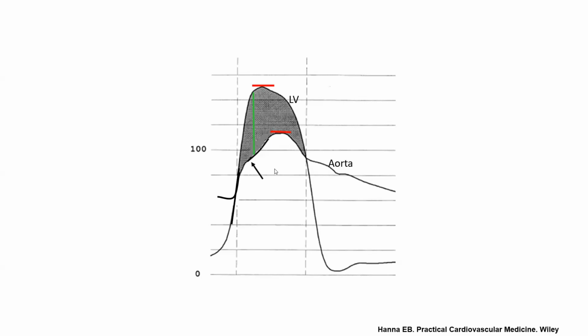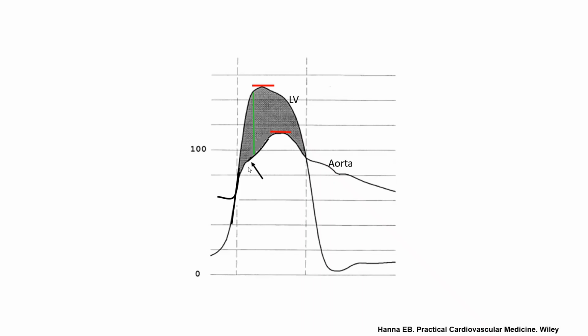I want to also highlight a couple of important ideas on this tracing. There are three types of pressure gradients, and you need to know those very, very well. We use that terminology all the time. So you have what we call the peak instantaneous gradient, which we also get by echo Doppler. It's the highest instantaneous point-to-point gradient, which corresponds here to the green line.